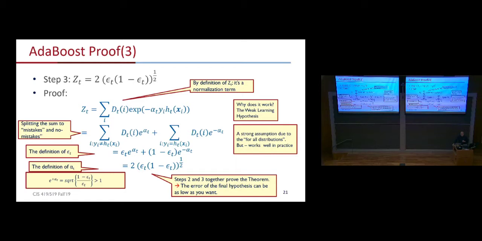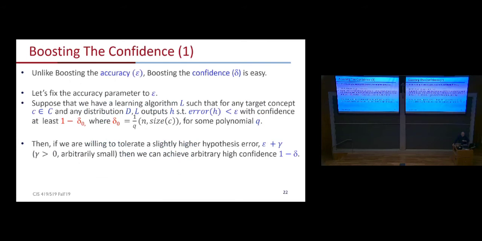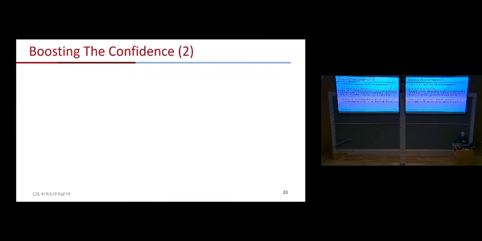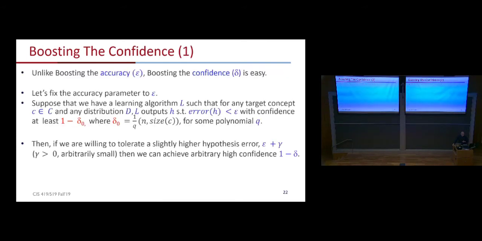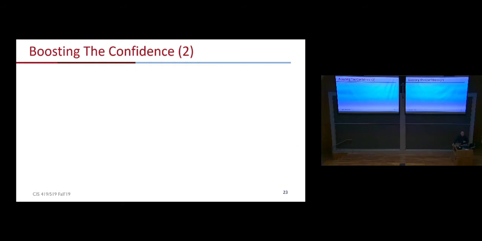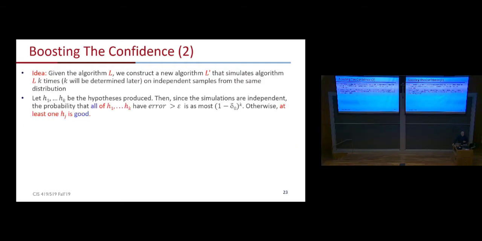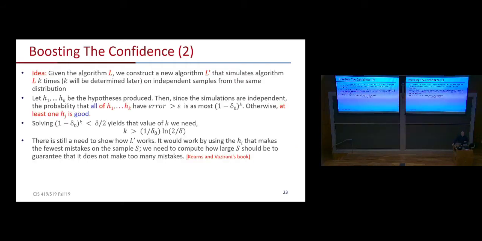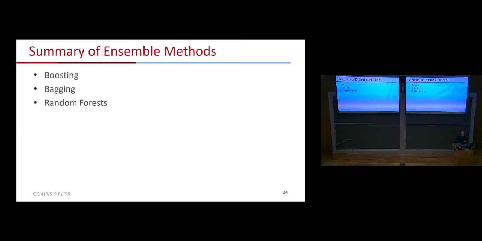Okay, so as I said, boosting is very, very strong in terms of the ability to reduce epsilon. I put here a few slides which I will not get to because I'm running slow, about boosting the confidence, boosting the delta. But boosting the delta is less interesting because essentially what these slides show is that by repeating the algorithm many times, you will boost the confidence, so it's less interesting.